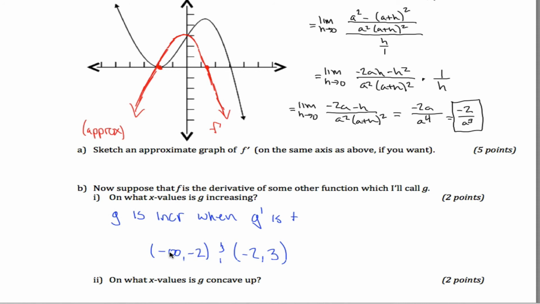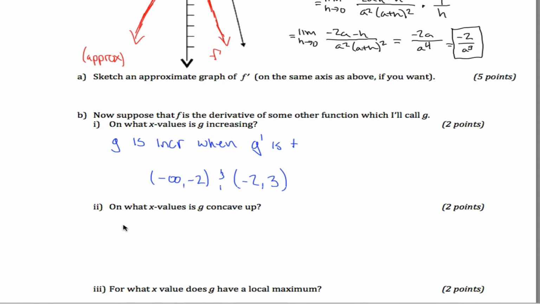So my function is increasing from negative infinity to -2 and -2 up to +3. If you included -2, if you just said negative infinity to 3, it's not bad, it's not a big deal. But technically at -2, it's not increasing, it's flat at -2, because the height of the derivative is 0 right here at -2.